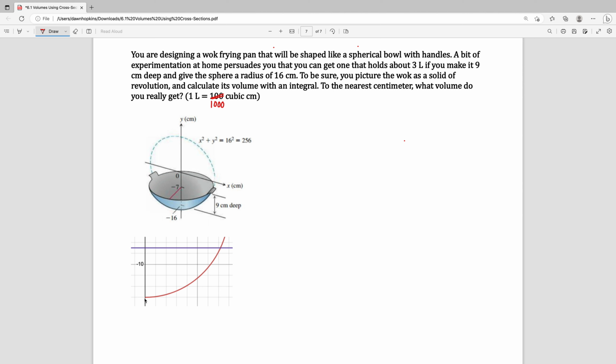So what I want to do is represent the curve, and this red line here is going to represent the bottom here of that circle. I'm going to represent this in terms of y. Because we're going to be revolving it around the y-axis, I'm going to be integrating with respect to y. So I have x squared plus y squared equals 256. So with a little bit of algebra, I can rewrite that as x equals the square root of 256 minus y squared.